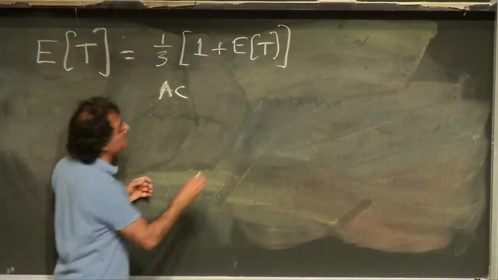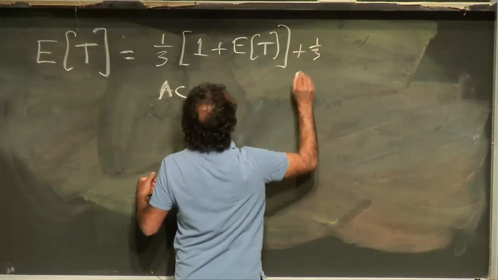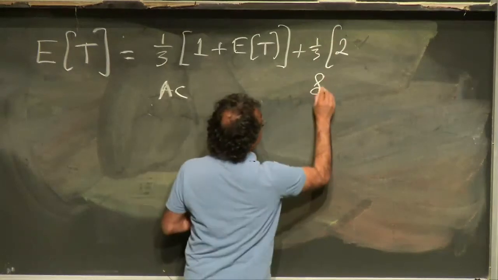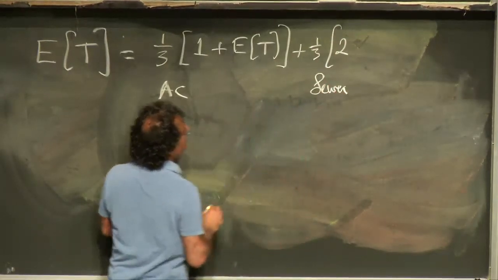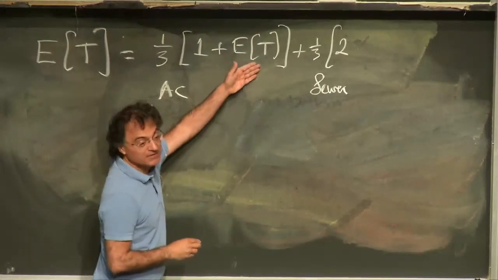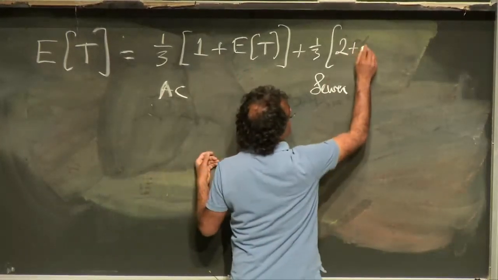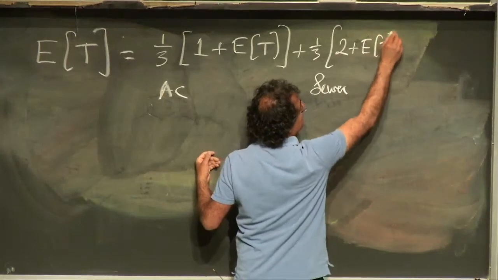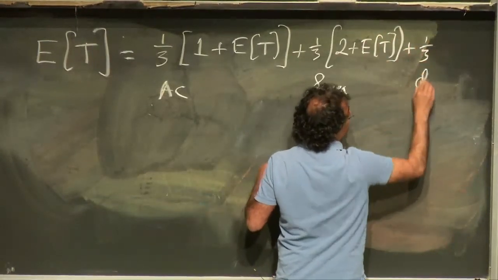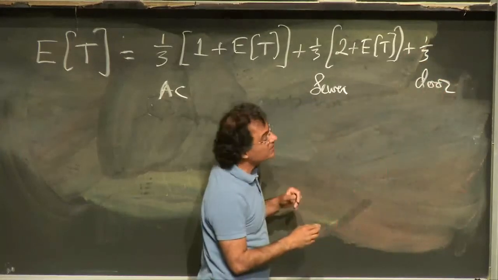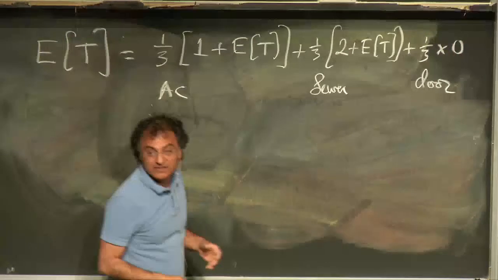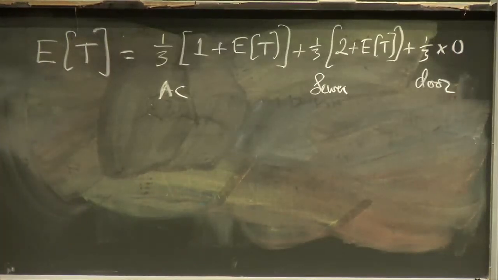With 1/3 probability, it took him 2 hours through the sewer. And then again, he was back to the same situation, so it still took him expected value of t after that to get out. And with 1/3 probability, he tried the door, and then it took him no time at all to get out.